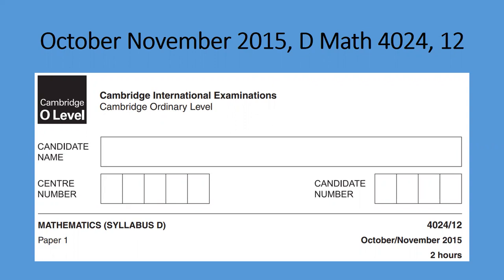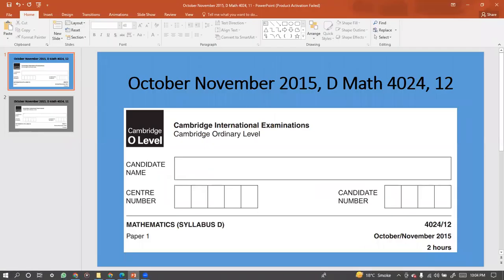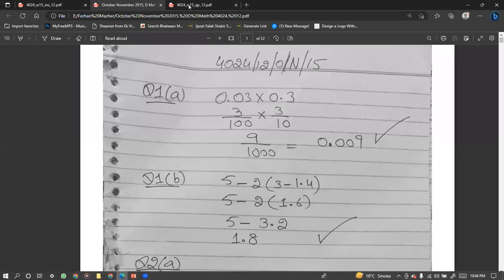This paper 1 belongs to zone 2. The time allowed for this paper is 2 hours, and a scientific calculator is not allowed in this paper. So let's start today's paper, and here we go.